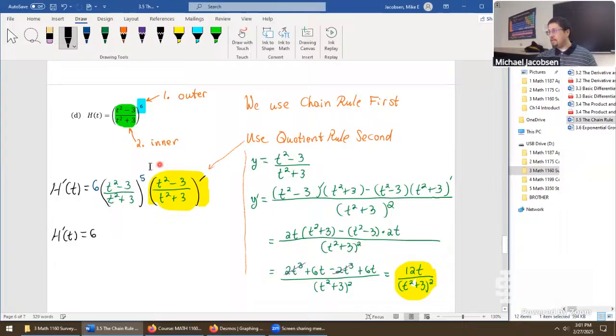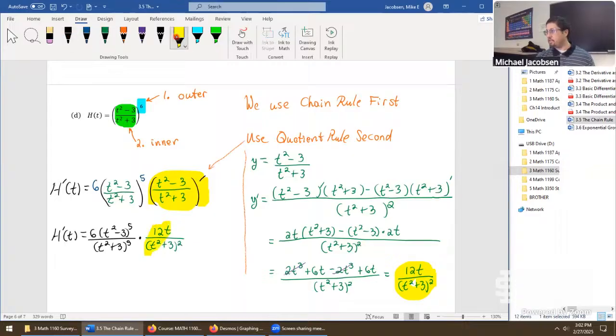is 6. Let's do something a little extra on this one as well. That power 5 can raise the numerator to the 5th power and the denominator. So let's do just that. t squared minus 3 to 5th power, t squared plus 3 to 5th power multiplies that whole thing, 12t, divided by t squared plus 3 squared. Let me just slap it with the highlighter to say that's the substitution connecting through with the yellow.